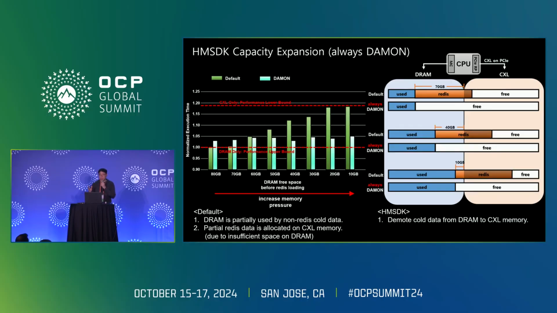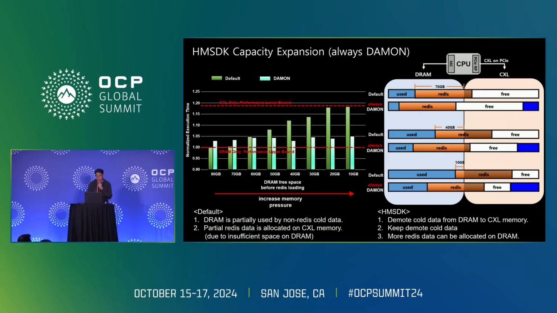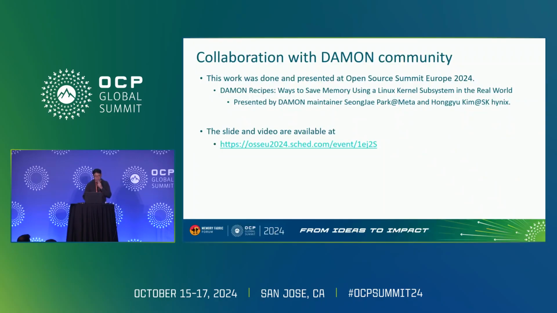In that case, the target workload is not loaded yet. Before that, we can detect some cold pages and demote them. We can also detect some cold data and demote it. As a result, when we allocate the target workload, there is more chance that Redis is allocated more in the DRAM. So the performance result shows much better in this case. It is very close to the DRAM-only performance. In terms of speedup, it shows 12.9% speedup in the worst case.